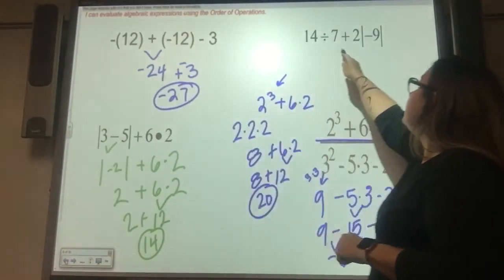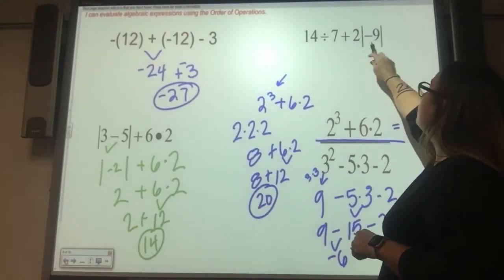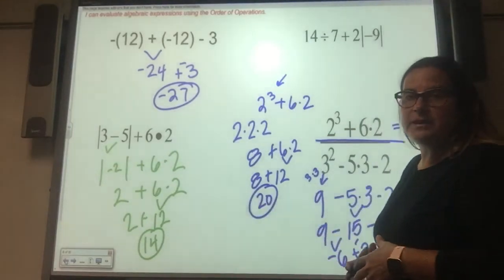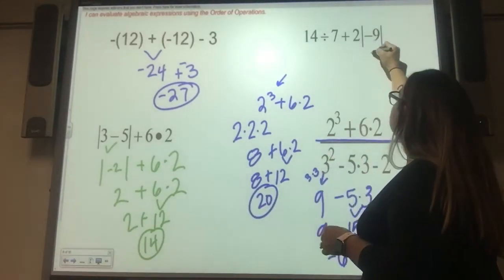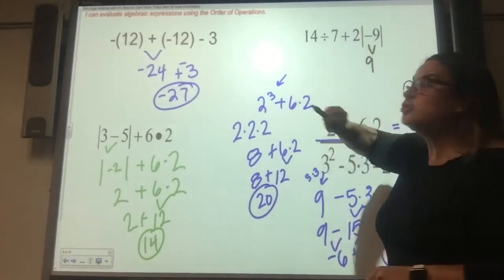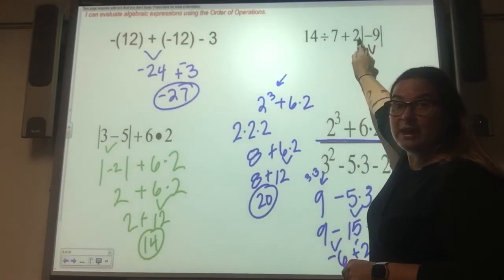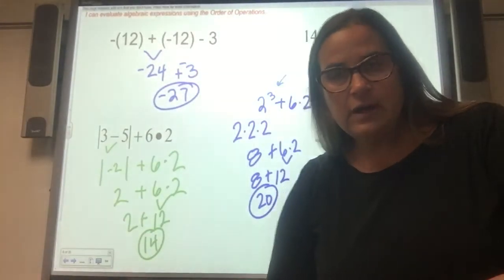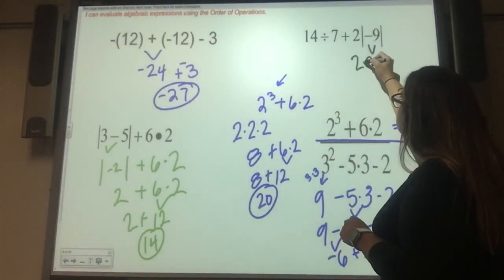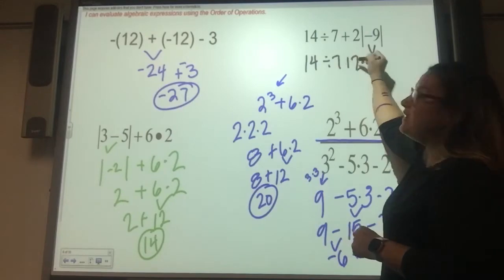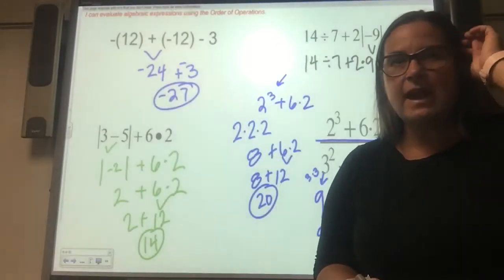Up here on the right, we see that we have a grouping symbol for absolute values. So we're going to simplify that piece out first. This absolute value of -9 is +9. Now notice there's no operation between 2 and the absolute value sign. That means it's going to be multiplication. All right, so it's going to be 2 times 9 here. So we have 14 divided by 7 plus 2 times 9.